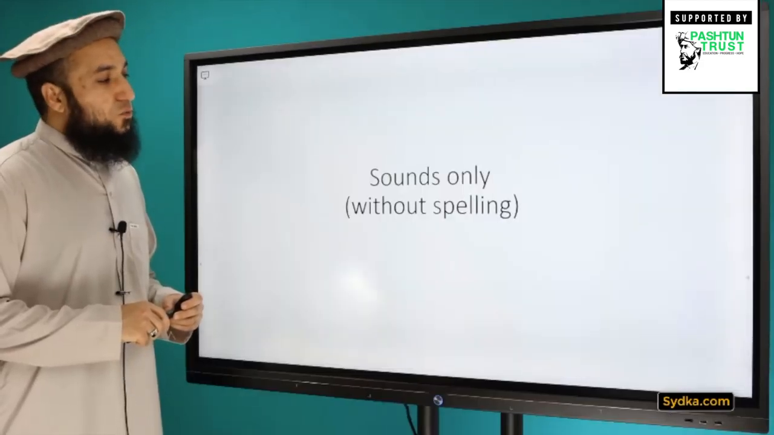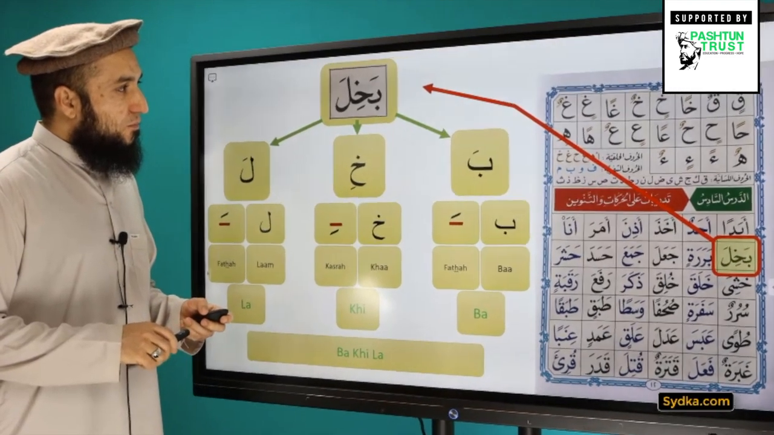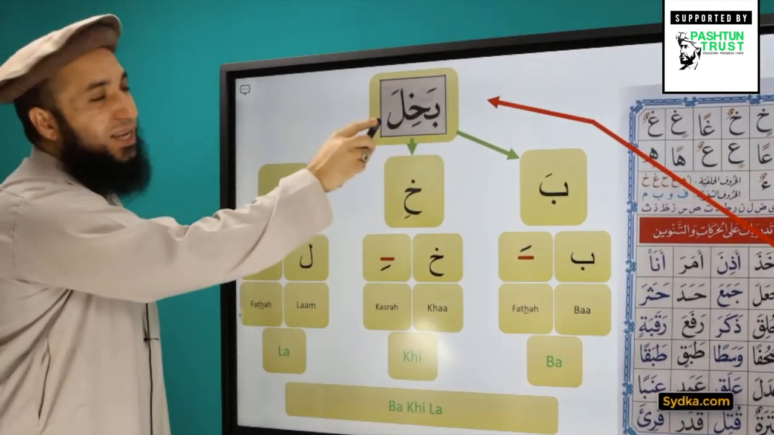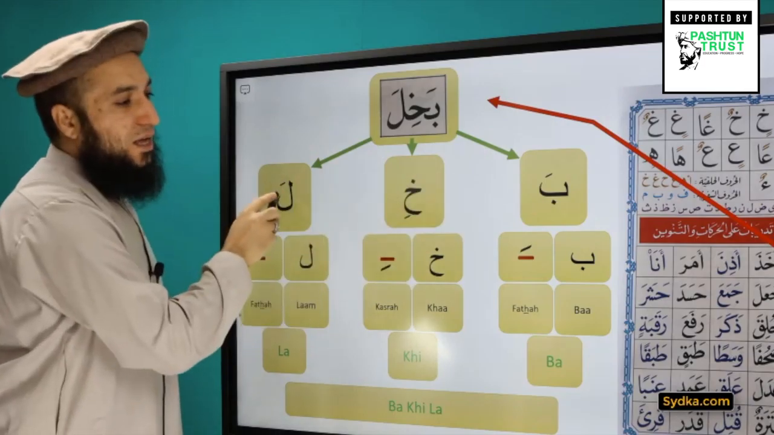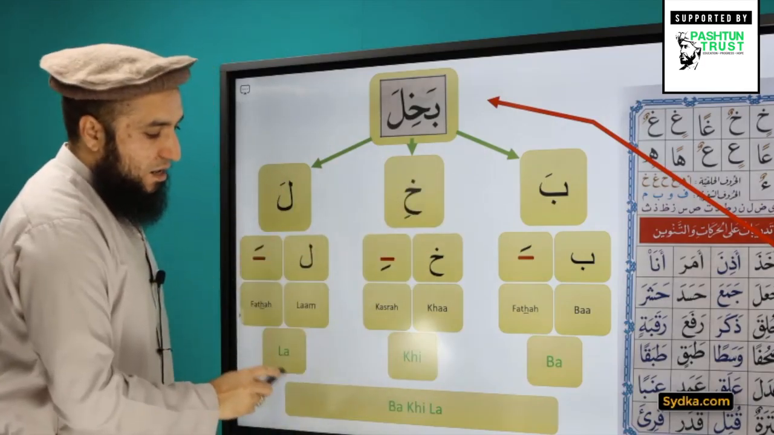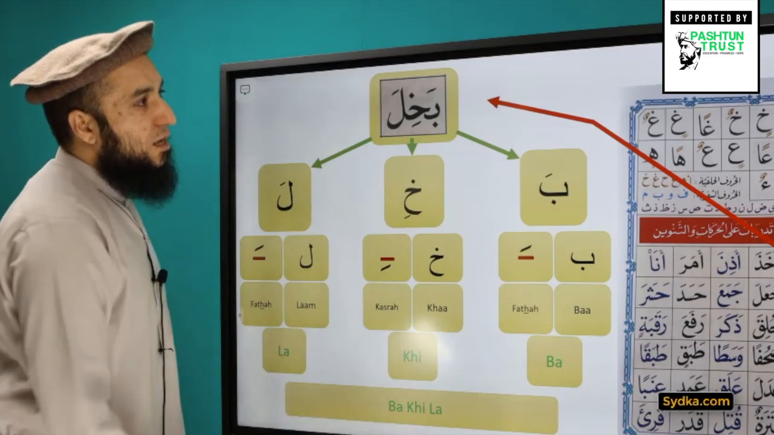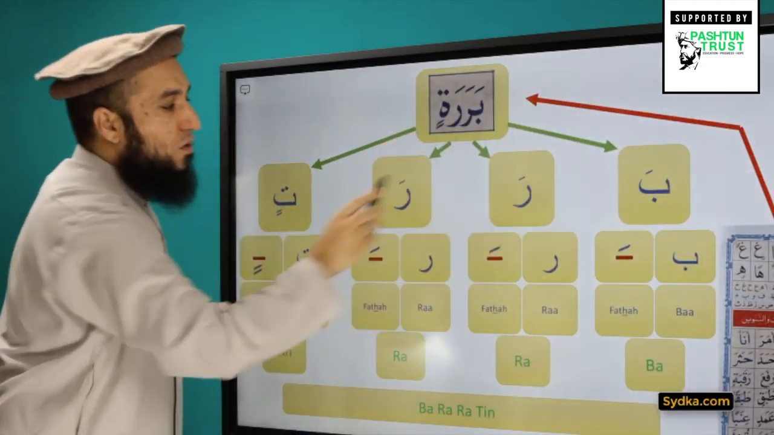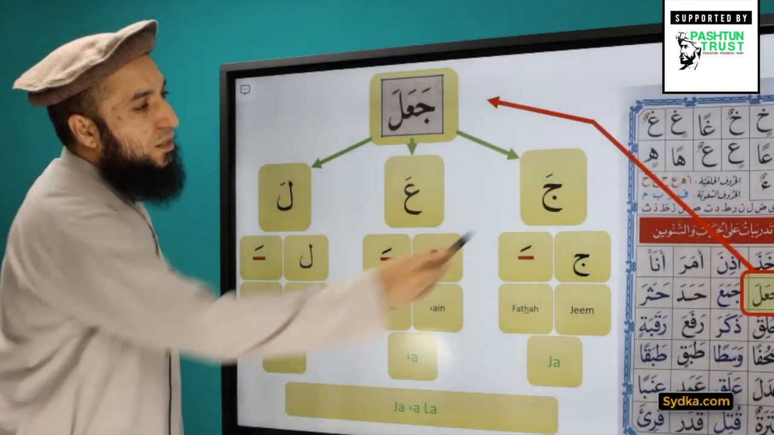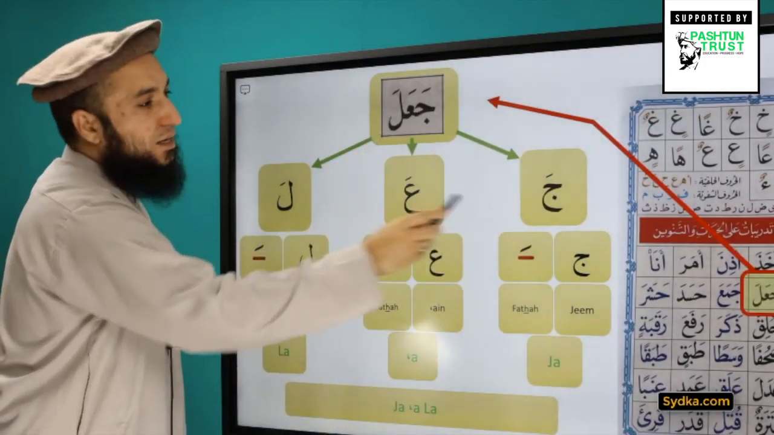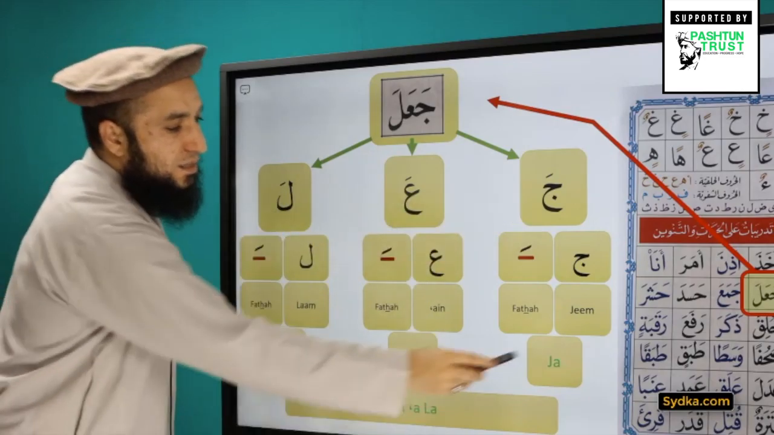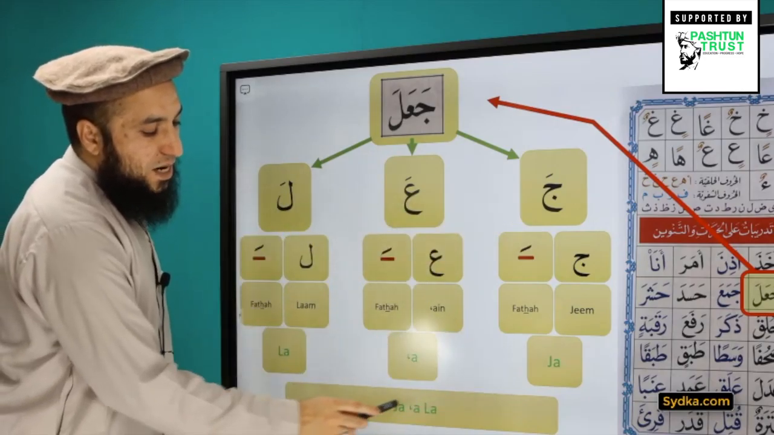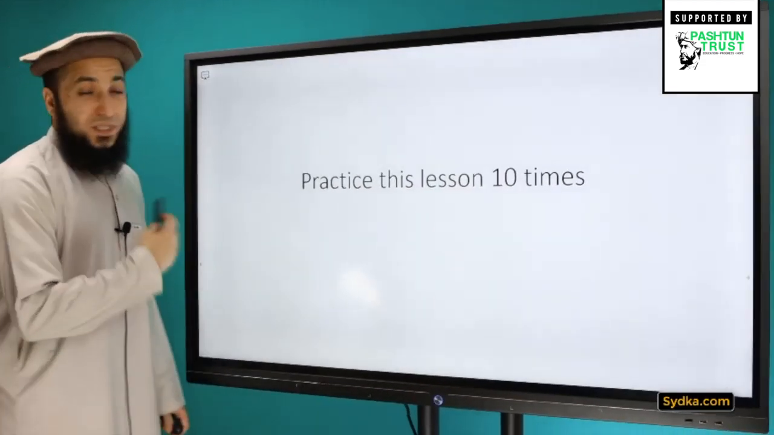So the next three slides would be sounds only without spellings. Bakhila. Bakhila. Bararatin. Bararatin. Ja'ala. Ja'ala. So this is the end of this session.